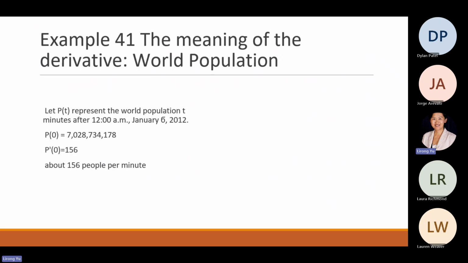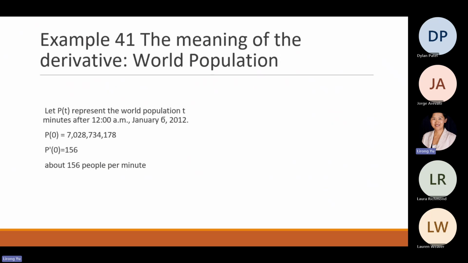So that is back on January 6, 2012. The population that day at 12 o'clock is a really large number. That's P(0), and P prime is given as 156, but it's representing 156 people per minute. So we're really calculating the difference in population between 12 p.m. and 12:01 p.m. So in just 1 minute, how much the population has grown, and I would take that as our derivative.